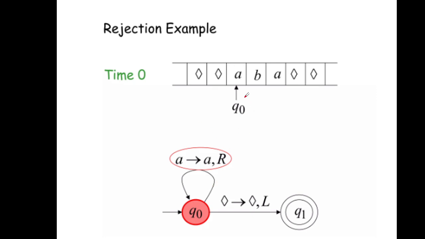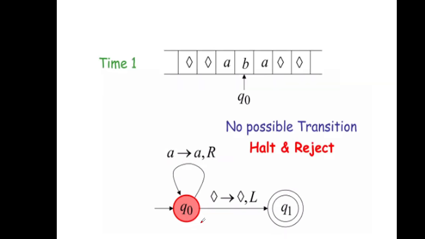So first it reads A and it stays in the same state Q naught itself. Then it reads B. No transition is possible here because only A and blanks can be accepted by this machine. So with no possible transition, the machine halts in the initial state itself. It is not a final state. So the string is not accepted by the Turing machine here.